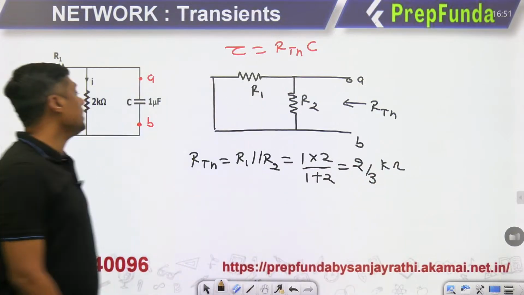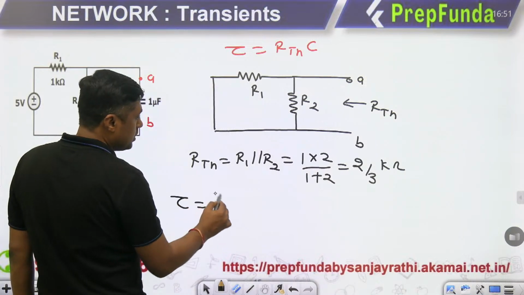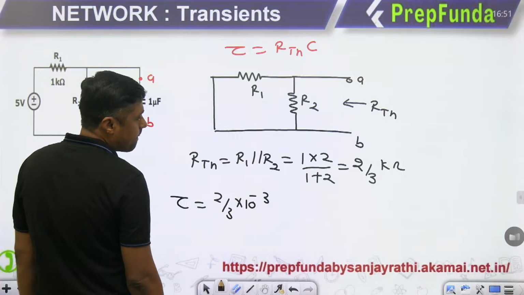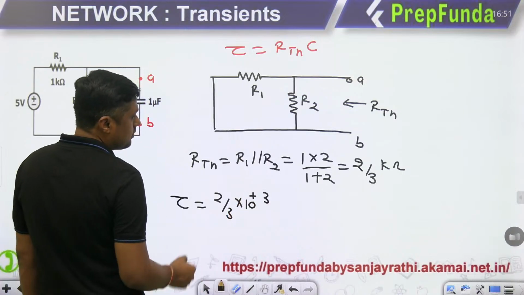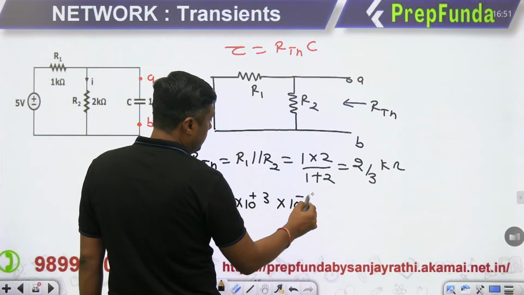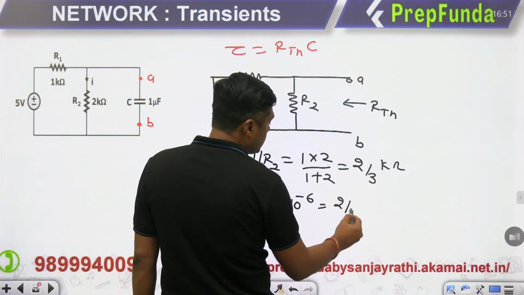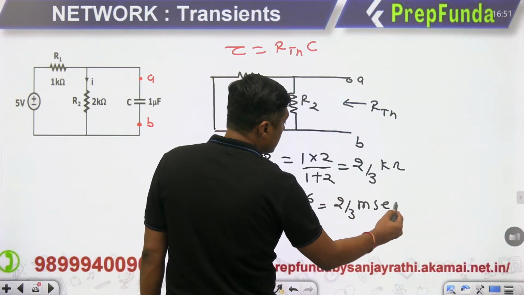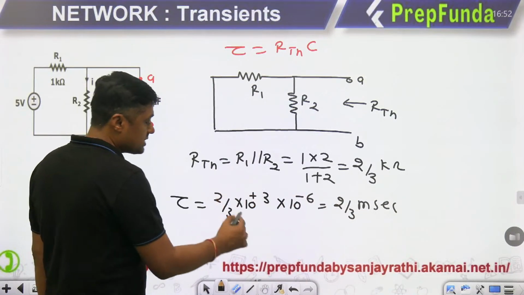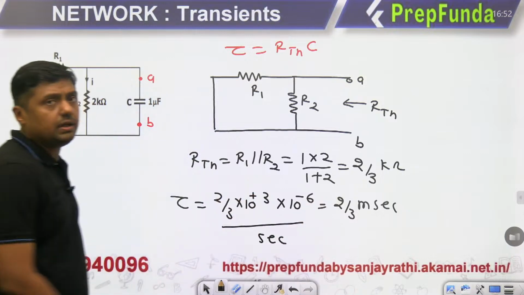And what is the value of the capacitor? 1 microfarad. Therefore, what is the time constant? 2 by 3 into 10 raised to power 3, because it is in kilo ohm, and 1 microfarad is 10 to the power minus 6, and that's why it will become 2 by 3 milliseconds. 2 by 3 into 10 raised to power minus 3, because this answer is in seconds. You can write 2 by 3 millisecond.